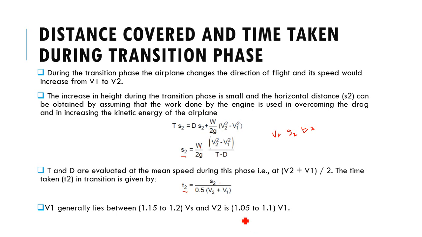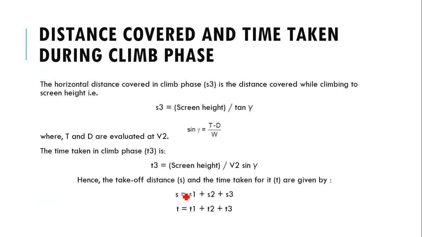Normally v2 will be equal to 1.05 to 1.1 of v1, and we know the value of v1 will be 1.15 to 1.2 of Vs, where Vs is the stalling velocity. So this is the formula for finding the transition speed, the distance covered during transition, and also the time taken during the transition phase.